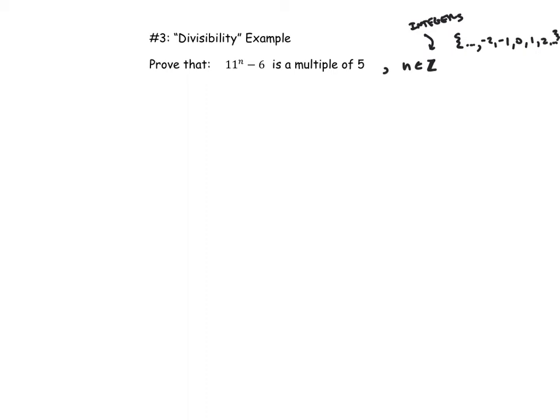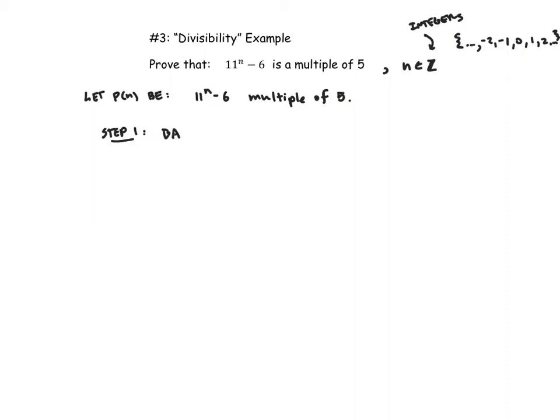Okay, I'm going to choose to let my first available n equal 1. You could choose any number, provided that it's true for that first available value. But in this case, it'll be true for all integers. All right, so let's write our statement. Let P of n be the following: 11 to the n minus 6 is going to be a multiple of 5.